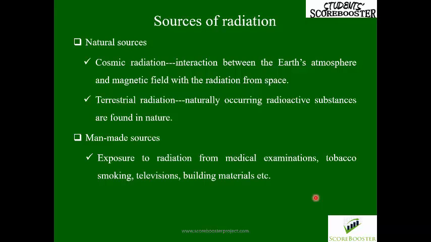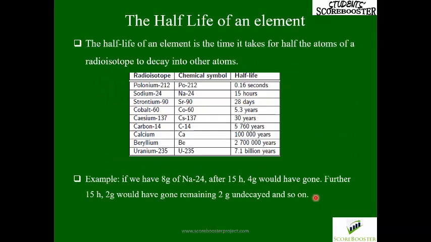Terrestrial radiation is when we have a naturally occurring element that is radioactive. So if something now comes close to it, the body can be exposed to that radiation. Man-made sources could be from medical examinations, could be from smoking, could be from watching televisions, because in television we have electromagnetic rays, and from building materials. Those are man-made sources.